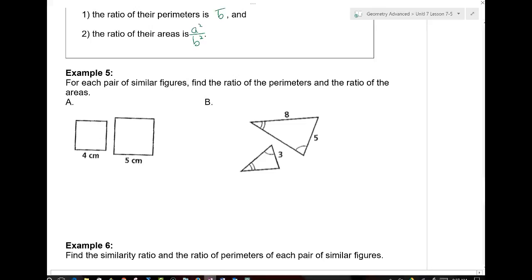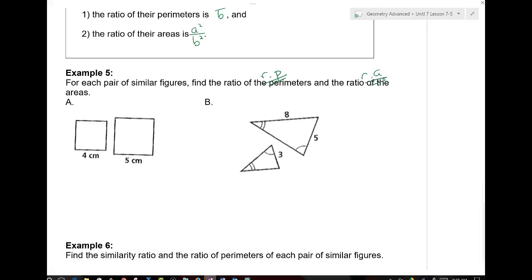So for each pair of similar figures, find the ratio of the perimeters and the ratio of areas. Now again, just so we're all on the same page, when I do this, I go RP for ratio of perimeters, and I just go ratio of areas, I use RA, just so I don't have to write it down every single time the long way. That's my abbreviations, no one else's.